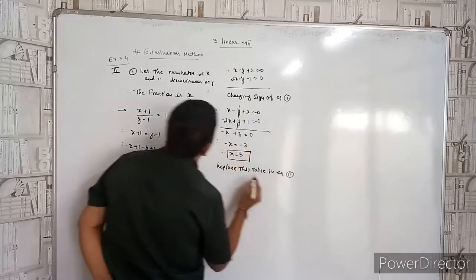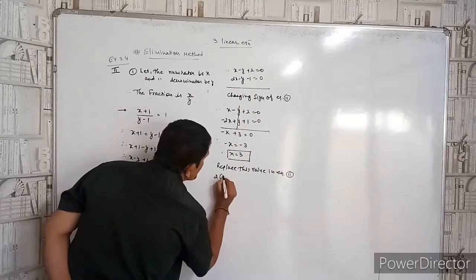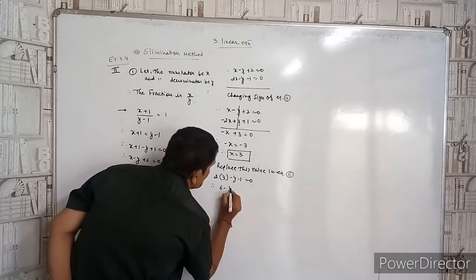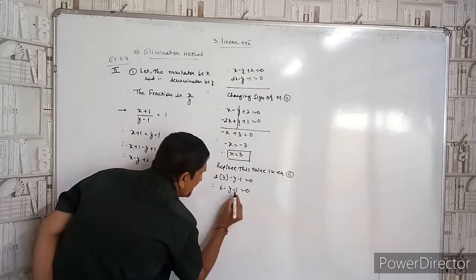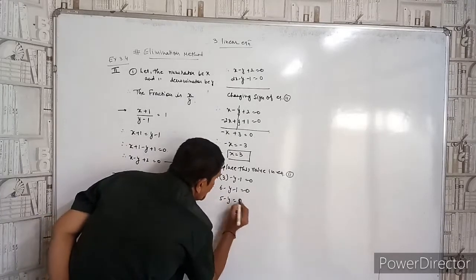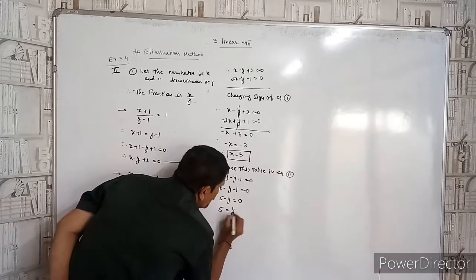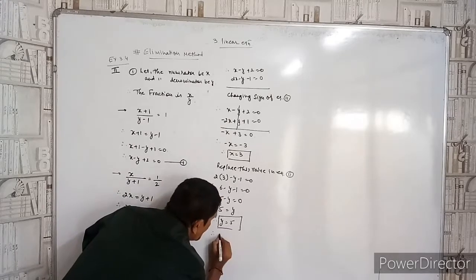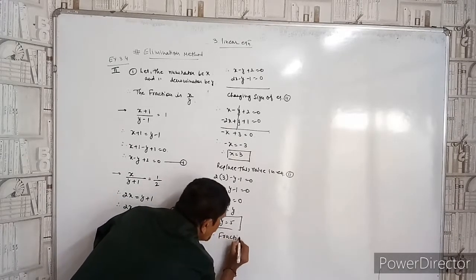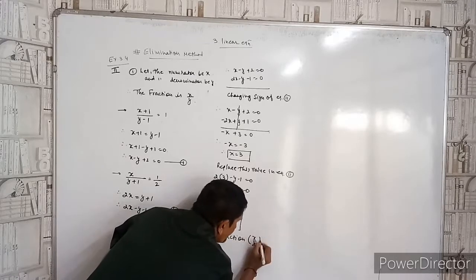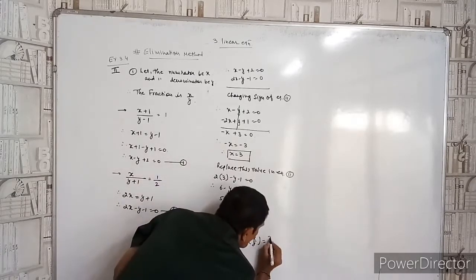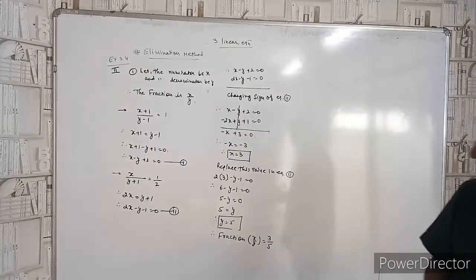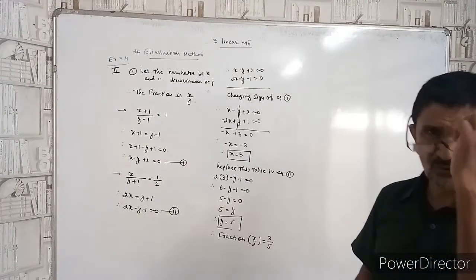Suppose x is 2, so 2x minus y minus 1 is equal to 0. 6 minus y minus 1 is equal to 0. 6 minus 1, so it is 5 minus y is equal to 0. So 5 is equal to y, therefore y is equal to 5. So the fraction xy is equal to 3 by 5. Okay, so this is your answer. So this way we have to solve the equations.